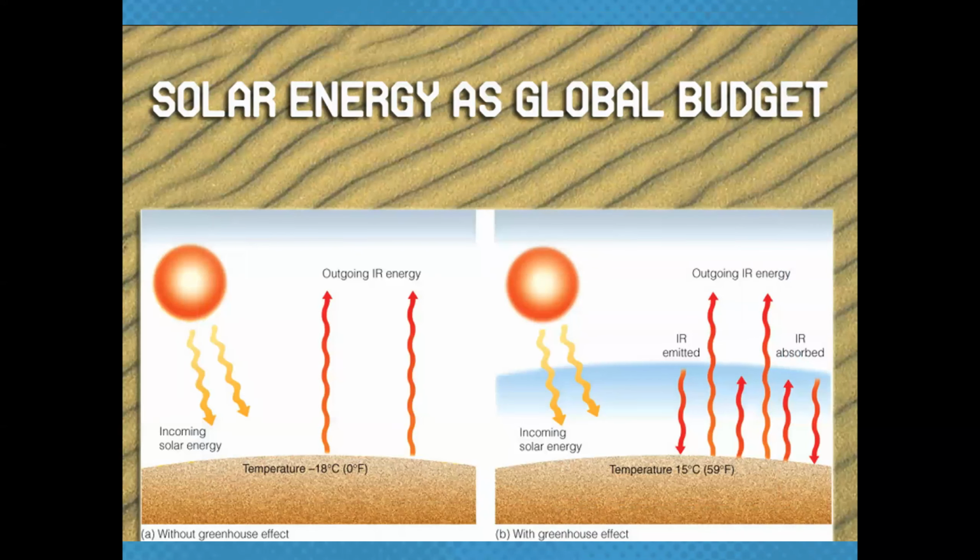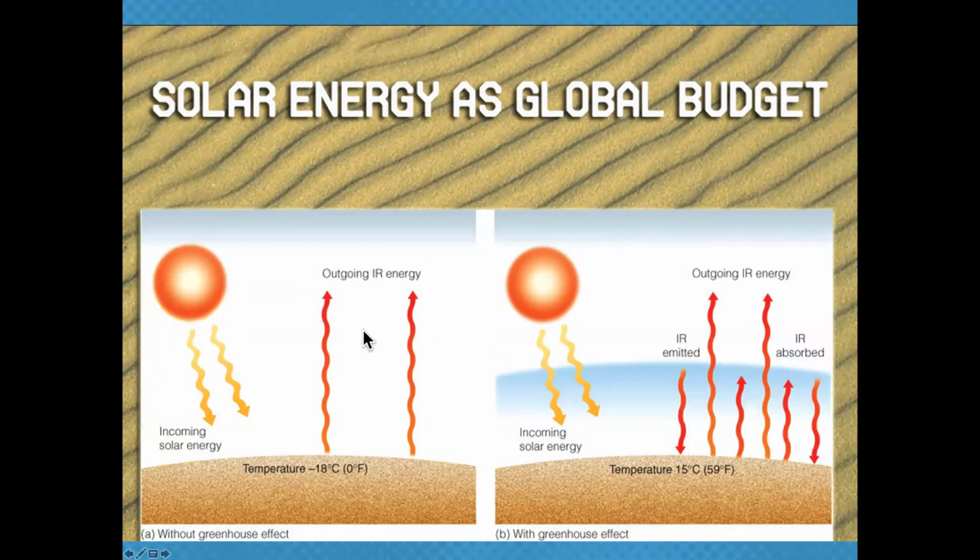Solar energy has to be thought of as a budget. So the Earth has an atmosphere, and because we have an atmosphere, we have what's called a greenhouse effect. Solar energy comes in, some of it escapes, but some of it is trapped by gases, and those are greenhouse gases called water vapor, carbon dioxide, methane.